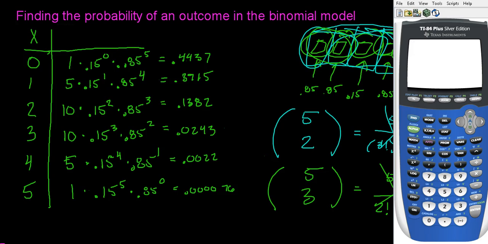That would be pretty significant for all 5 to be bad. Something weird's going on there because the probability of all 5 being bad is pretty low. Now, I do want to teach you a quick shortcut on your calculator to calculate these as well.